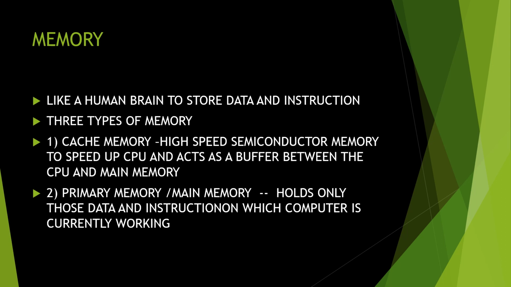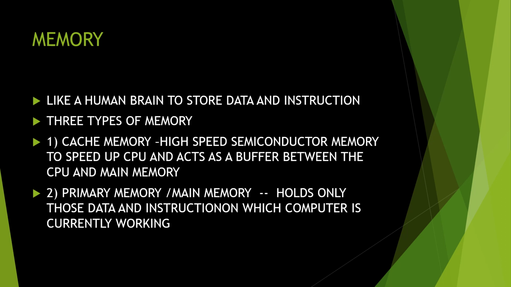Next is primary memory, or the main memory. It holds only those data and instructions which the computer is currently working on. When the computer is working, the primary memory comes into play. It does not have as much speed as cache memory, but its storage is greater. So as I told you, if the speed is high, storage is less; if the storage is high, then speed is less. That is the way it works. The primary memory holds only the data and instructions helpful for the current working of the computer.